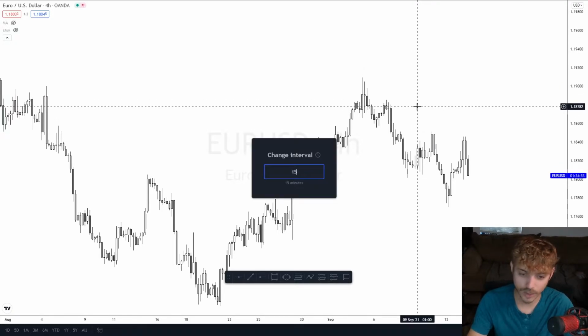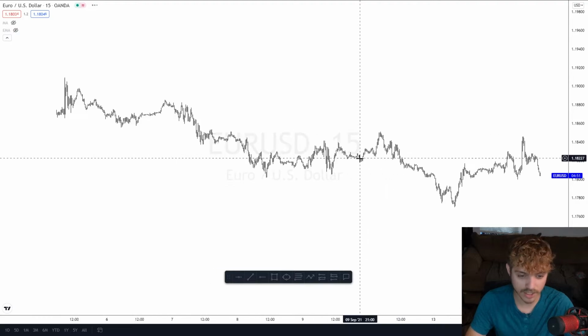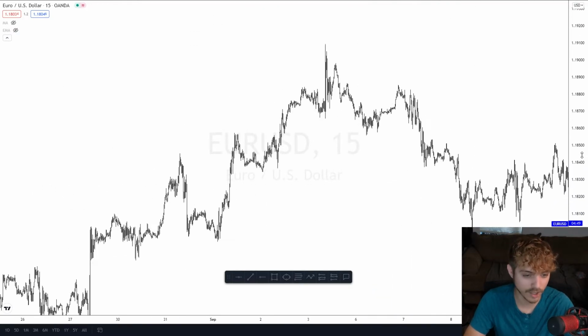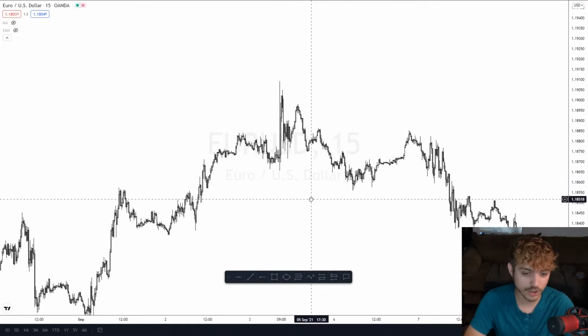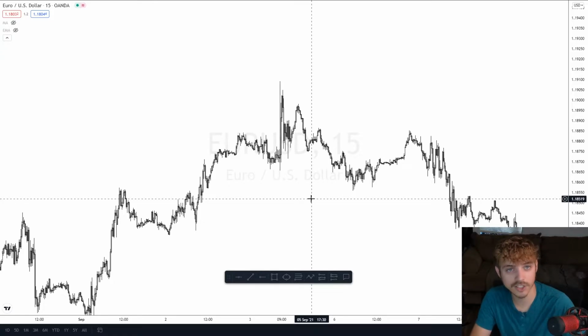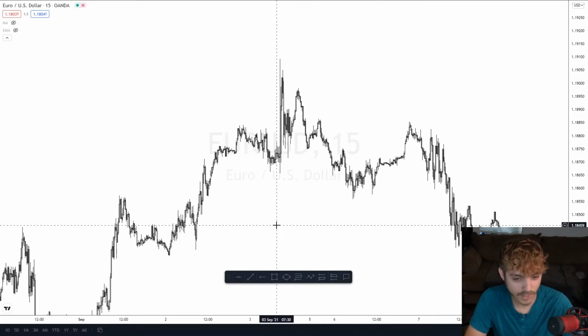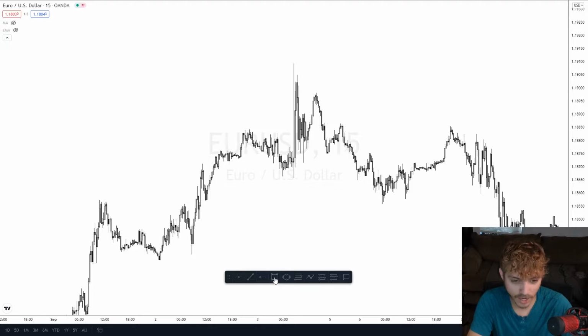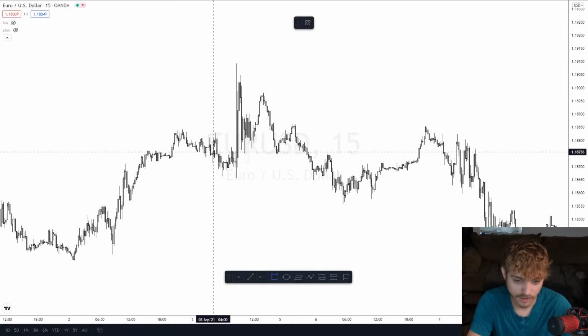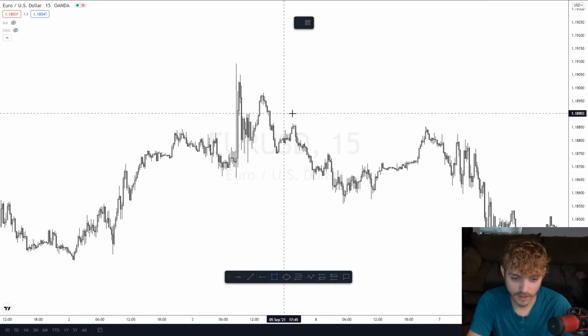So if we go down to a smaller time frame, because it's much more detailed and it allows us to mitigate our risk much more. If you don't look for entries on smaller time frames, I suggest looking into it and seeing how it works out for you. So the first thing that I notice is we've got our head and shoulders pattern right here. Left shoulder, head, right shoulder.